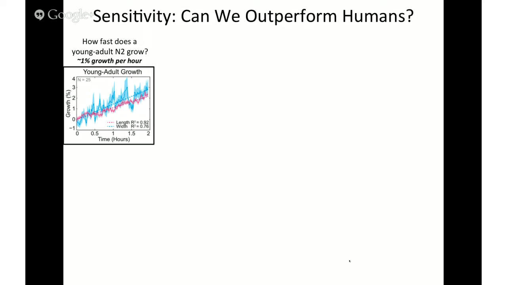What that really translates to is, since the worm is only about a millimeter in size, and in width it's about 1/10 of that size, you're looking at 1/100 of that change in width, which essentially amounts to 1 micron change per hour in growth, which is difficult to see by eye.